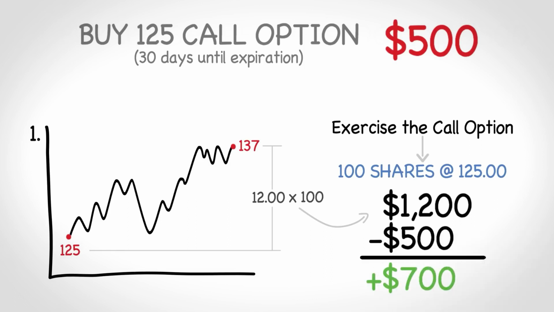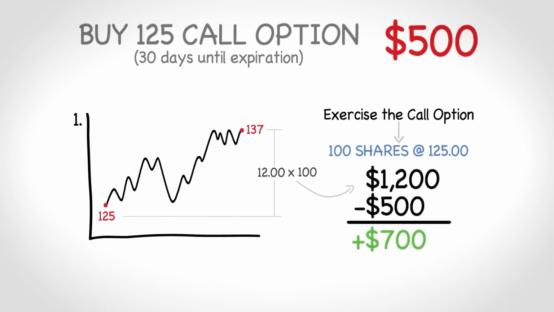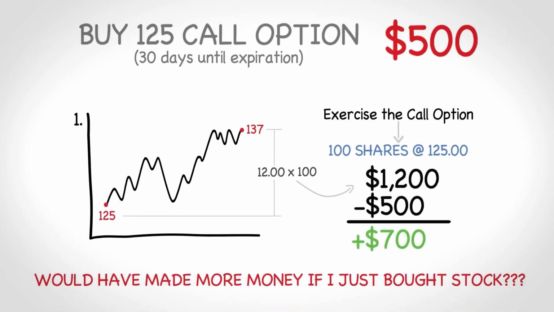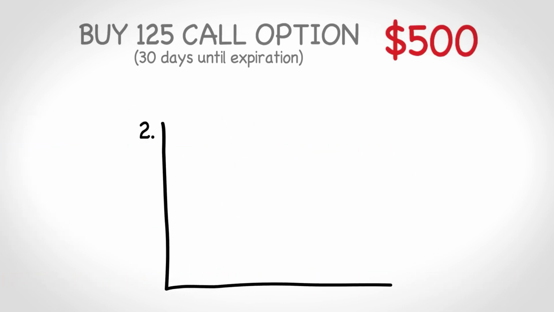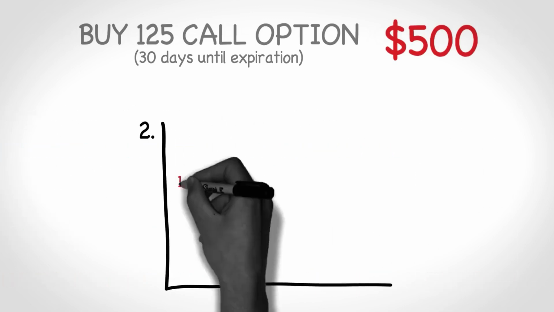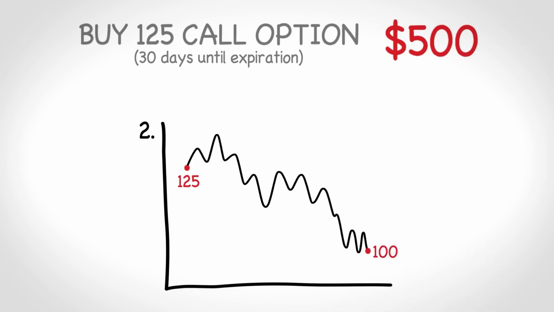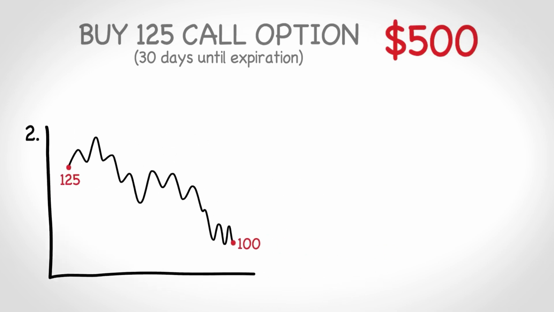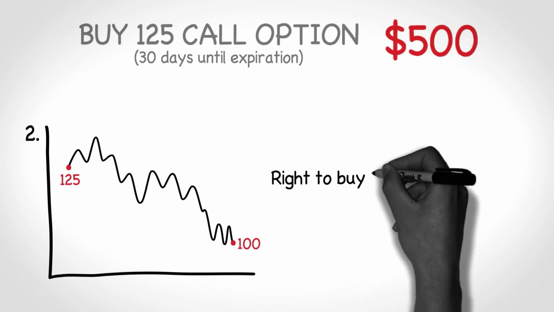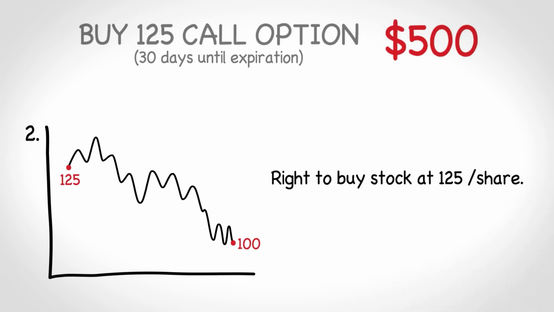Now you might be thinking, well, if I would have just bought the stock to begin with, I would have made more money. Yes, this is true, but let's quickly look at one more scenario. In this scenario, the stock goes down. It moves down to, let's say, $100 per share. Now remember, you own the 125 strike call option that you bought for $500, and this call option gives you the right to buy stock at $125 per share.